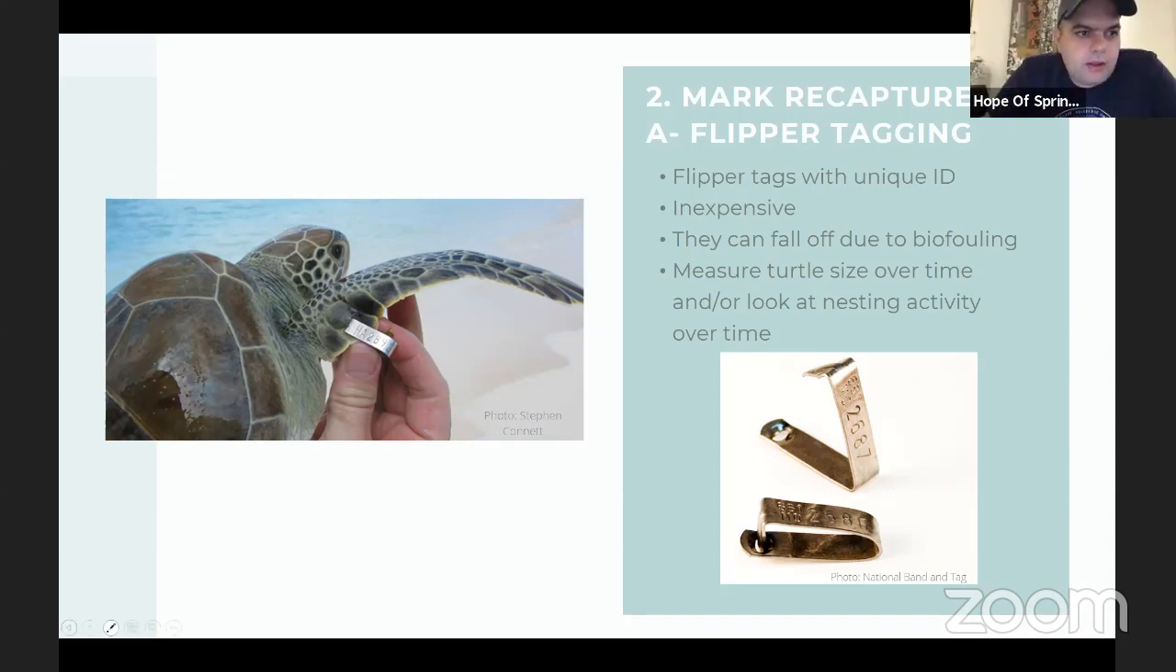So Alex is saying, naturally, many more females are tagged than males since they are easily found at nesting sites. But what do we know about how movement compares between males and females in general? Yeah, that's a good question.